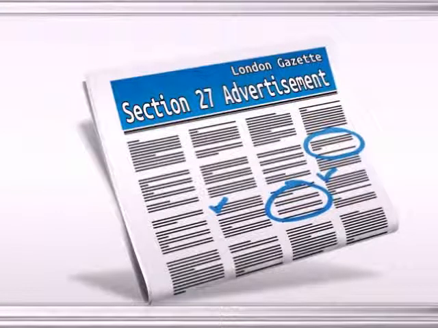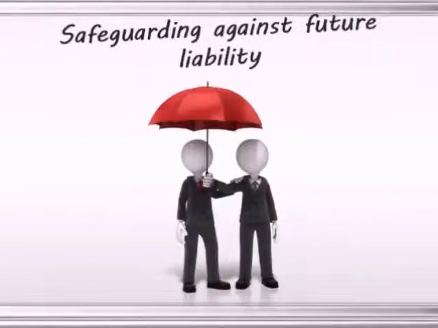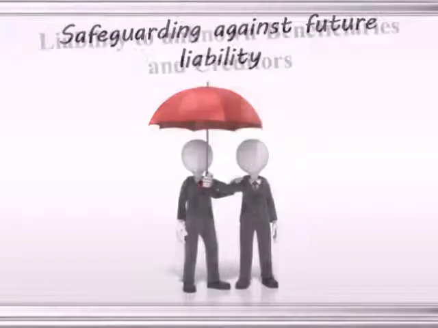Place Section 27 advertisements in the London Gazette and newspapers local to where the deceased lived, owned property and carried out business. Give any unknown creditors or beneficiaries at least 2 months to respond to the advertisements and make a claim against the estate. You might also want to request an indemnity from any known beneficiaries so that you are protected should an unknown creditor or beneficiary bring a claim at a later date.